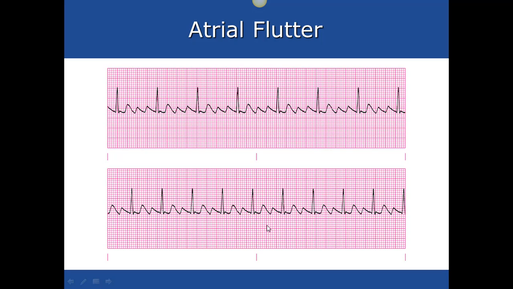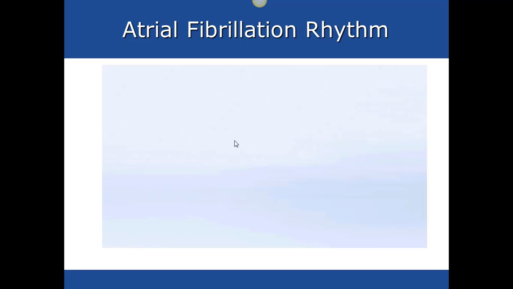this would be atrial flutter with a 2-to-1 conduction, which means this impulse is firing twice, one of them's getting through, versus up here the impulse is firing 3 times and one of them is getting through, and that is your atrial flutter.